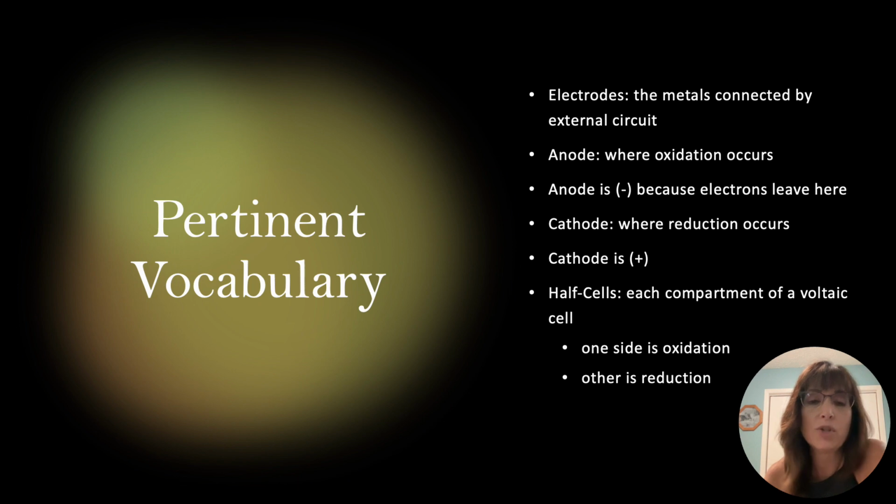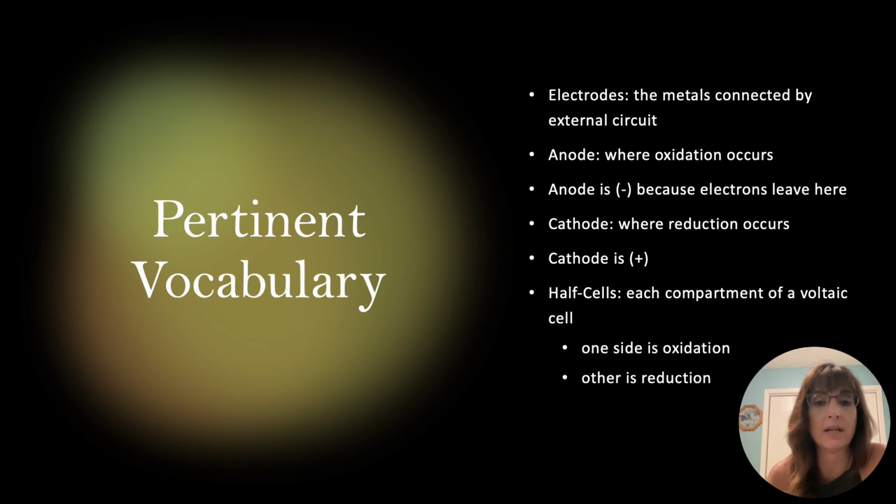Before we jump in too far, let's just take a moment and understand some vocabulary. I find that this unit isn't really difficult for students if they understand the vocabulary. An electrode is just the metal that's connected by an external circuit. So in the previous picture, the pieces of metal sticking up out of the beakers. The anode is where oxidation occurs. And the anode is negative because the electrons are leaving. Think about anode and oxidation.